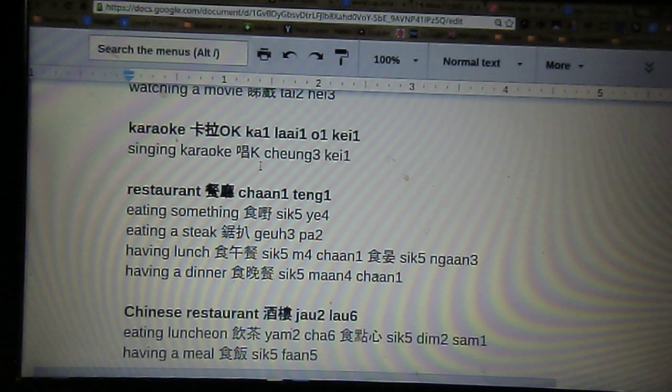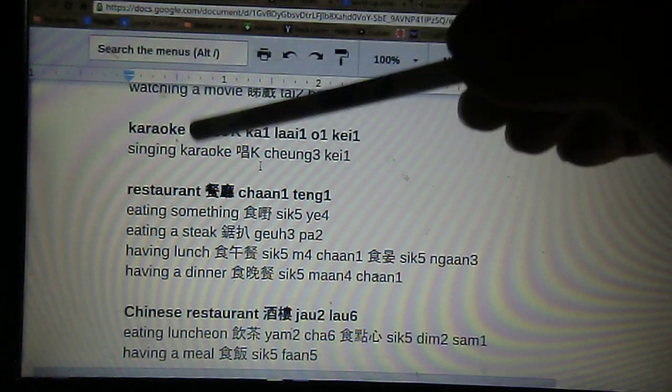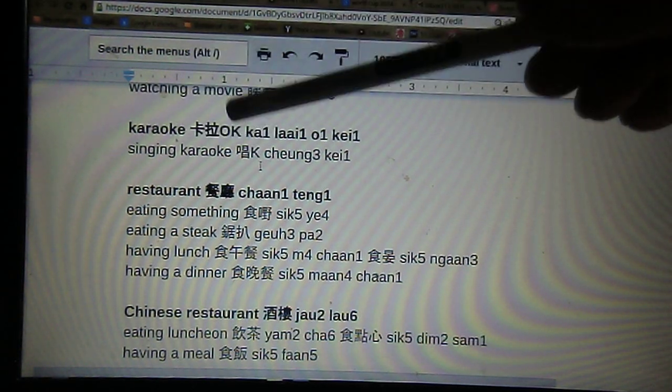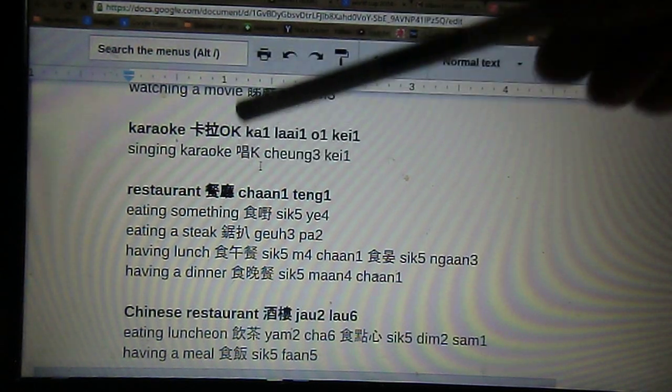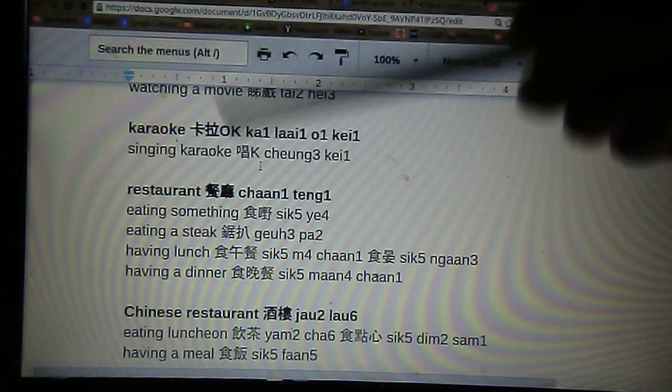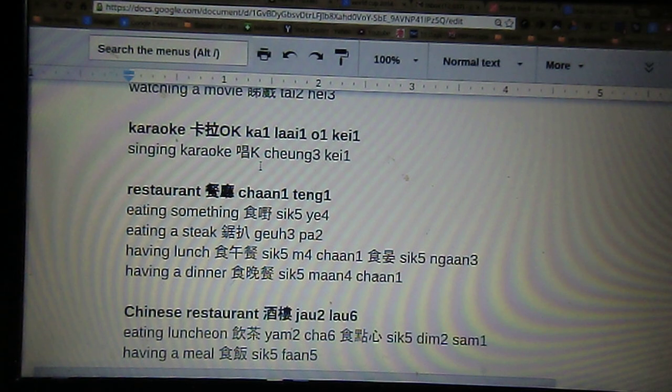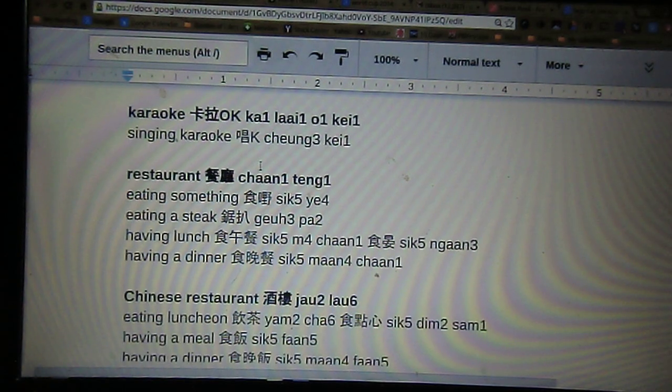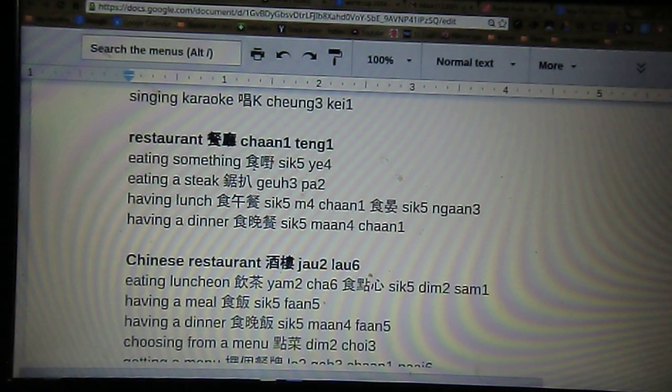And then we have 唱K, right? So you can go to a karaoke to 唱K. 唱 is to sing. So if you want to spend some time with friends singing in the karaoke, we call it 唱K. 不如我哋去唱K啦, by asking your friend whether they want to go to sing in a karaoke.